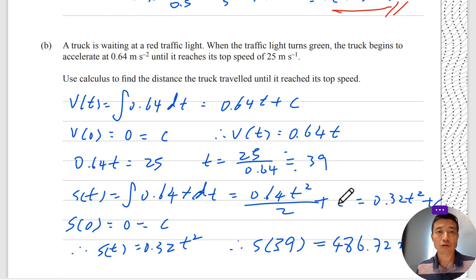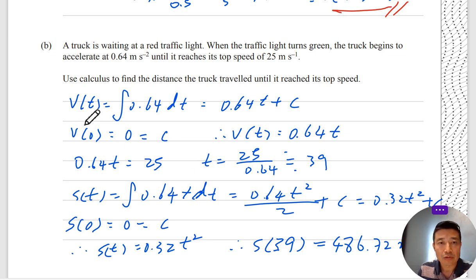Question B. A truck is waiting at the red traffic light. When the traffic light turns green, the truck begins to accelerate at 0.64 meters per square second until it reaches its top speed of 25 meters per second. Use calculus to find the distance the truck traveled until it reached its top speed. So this is a kinematics question, right?